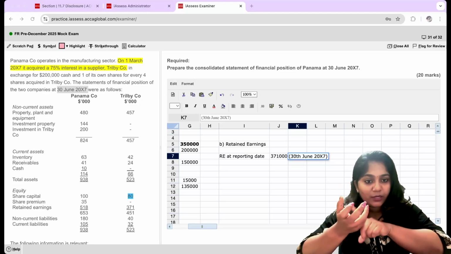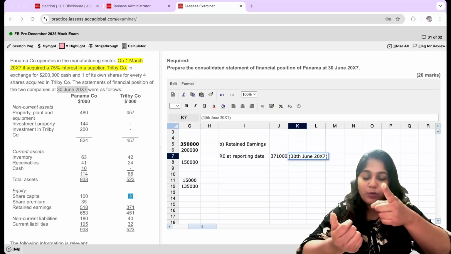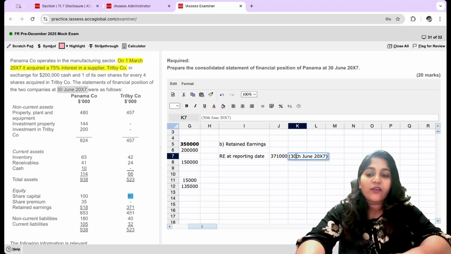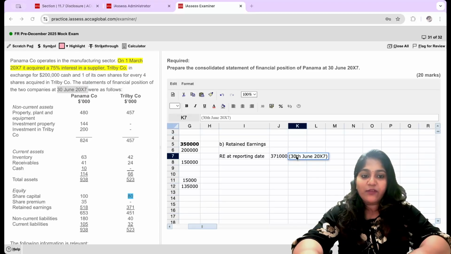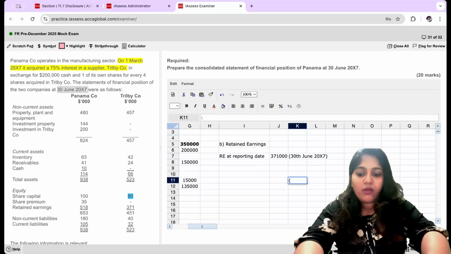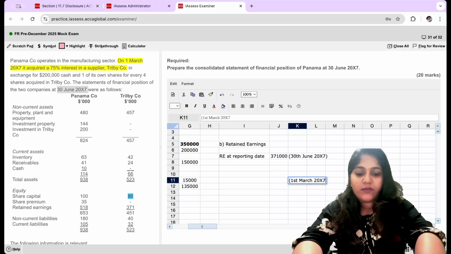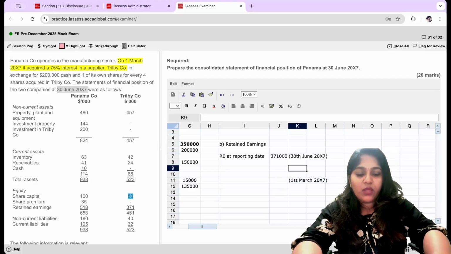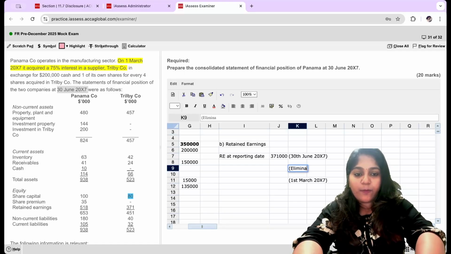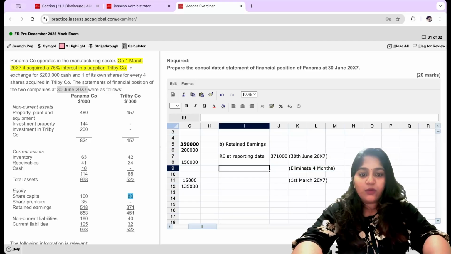I have to eliminate June month's profit, May month's profit, April month's profit, and March month's profit. So how many months' profit do I have to eliminate? I have to eliminate 4 months' profit. Because what I wanted was the position at 1st March 20X7. For that, what do I have to do? I have to eliminate 4 months' value. So how do we do it, guys?